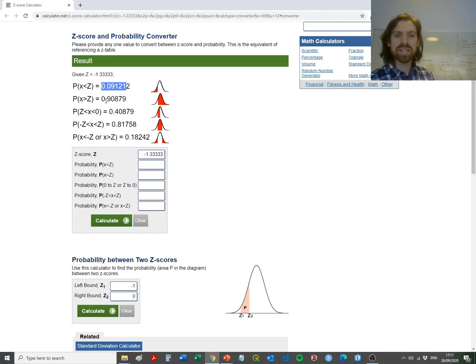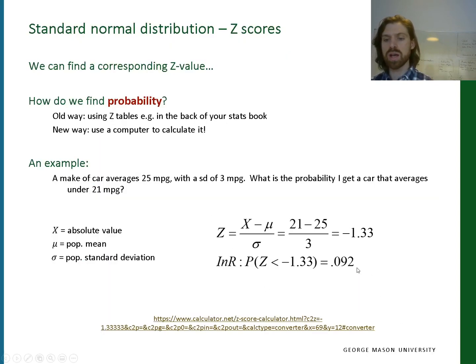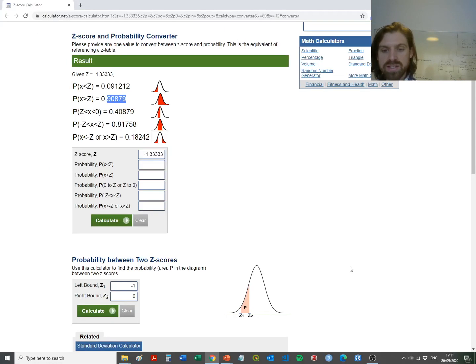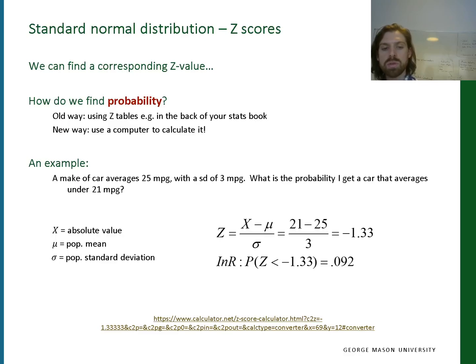Okay, and essentially you have about 91% of the data which falls above this value, and then you have about 9% of the data which falls below. So 91% falls above, and 9% falls below, okay?